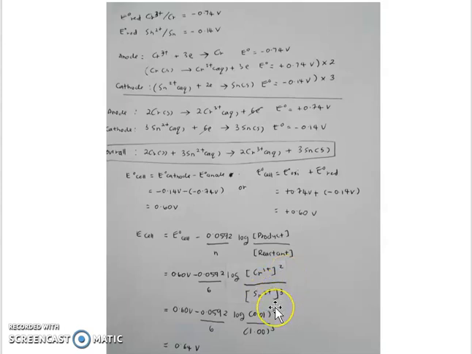And then the concentration of stannum 2 plus ion is 1.0. Because the stannum ion here, located on the reactant side, has a coefficient of 3, you need to put the power of 3 here. Once you have all the values, substitute them and calculate, and you will get 0.644.